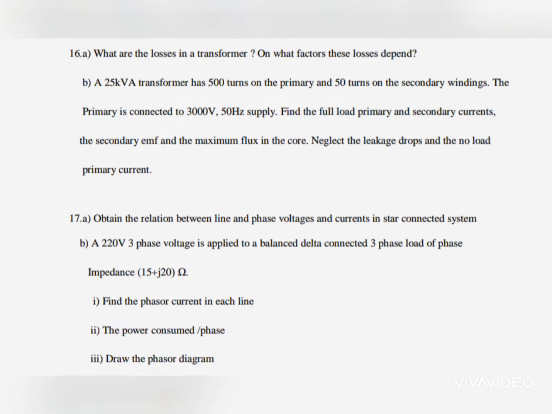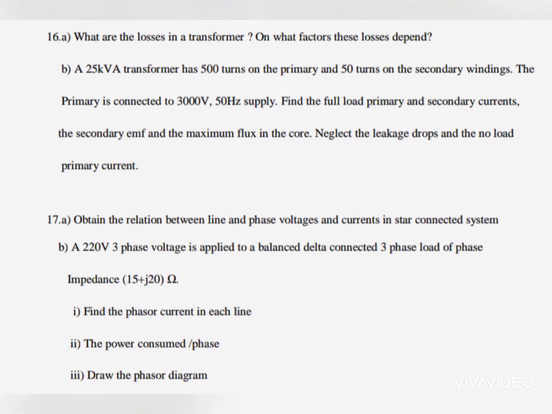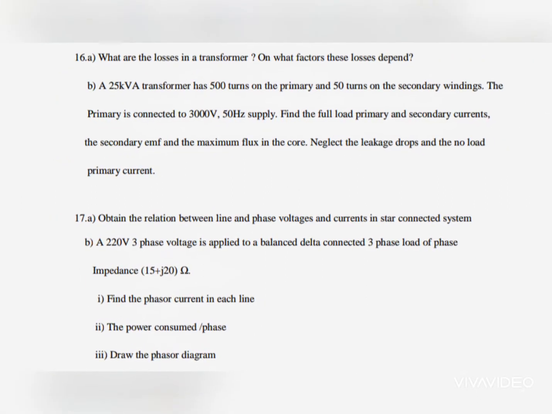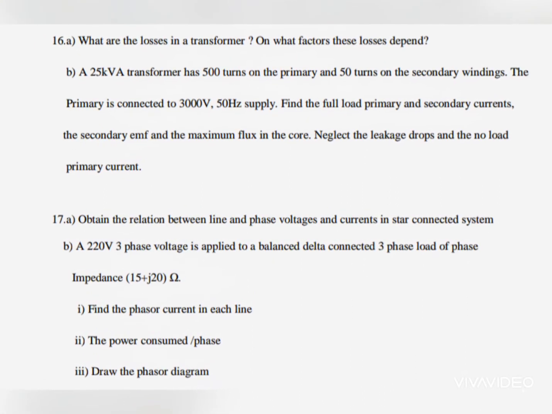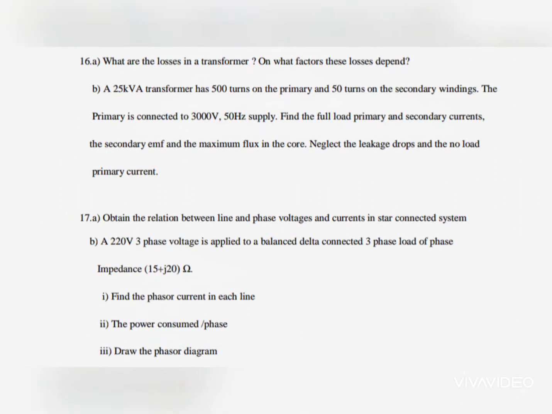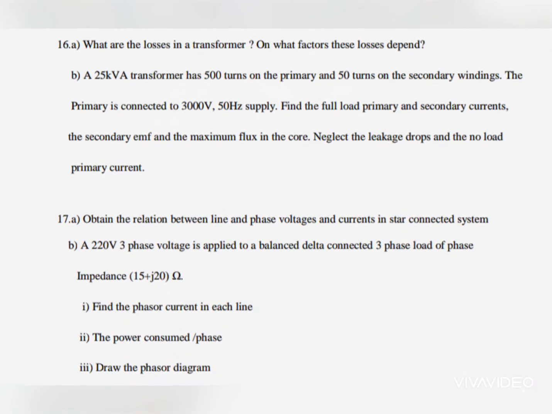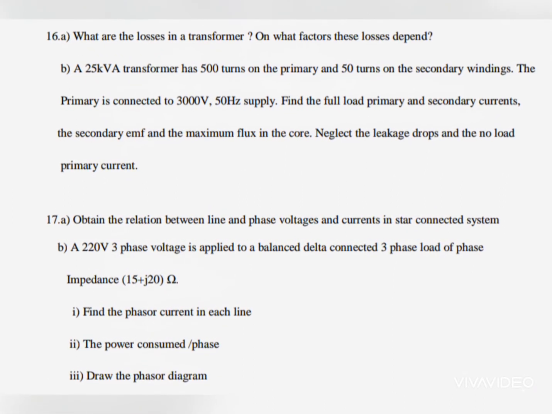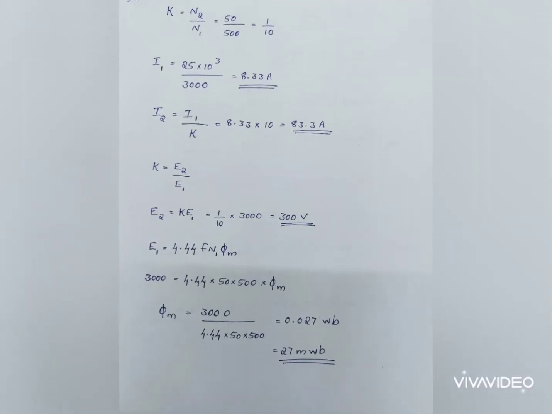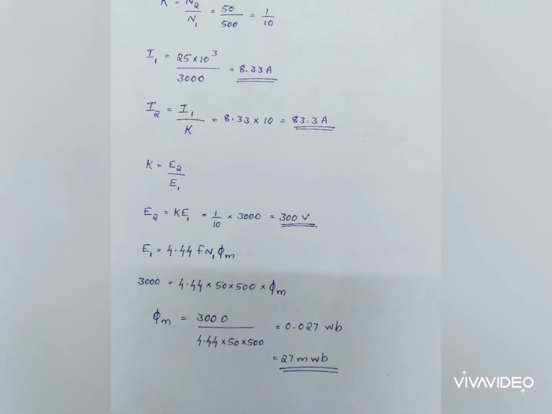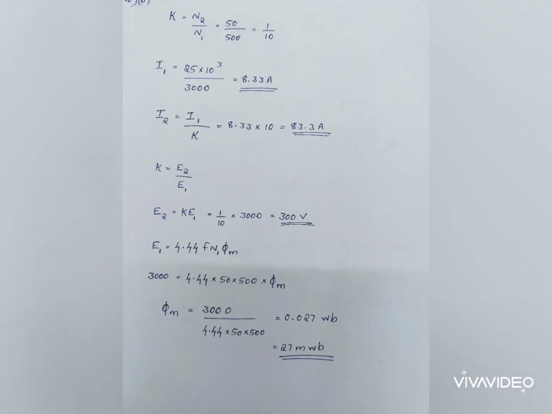16th question B: A 25 kilovolt-ampere transformer has 500 turns on the primary and 50 turns on the secondary windings. The primary is connected to a 3000 volt, 50 Hz supply. Find the full load primary and secondary currents, the secondary EMF and the maximum flux in the core. Neglect the leakage drops and the no load primary current. So you have to find the full load primary and secondary currents, then the secondary EMF and the maximum flux in the core.